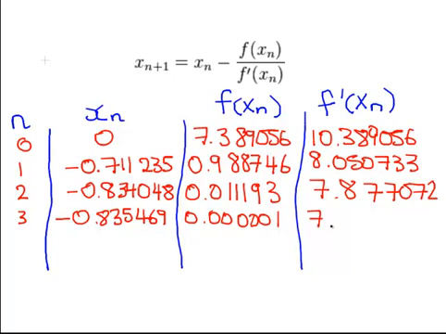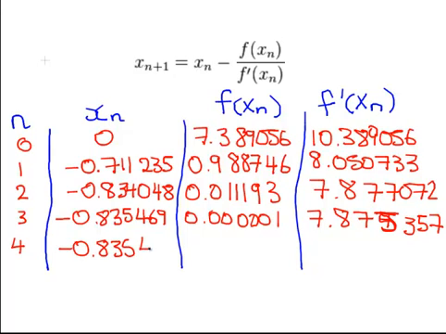Evaluating the derivative, we get 8.75357. And working that out to get the next iteration, we get minus 0.835470. So we can stop here. The reason is we are getting the same answer to the first 3 decimal places, which means we are close enough, essentially. So that's the Newton-Raphson method.